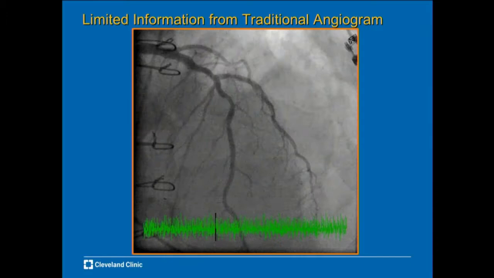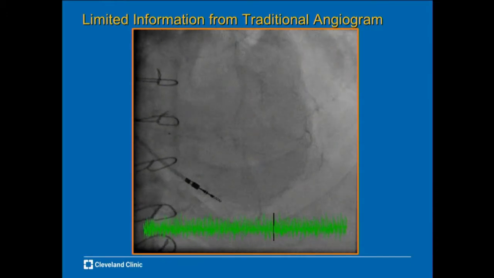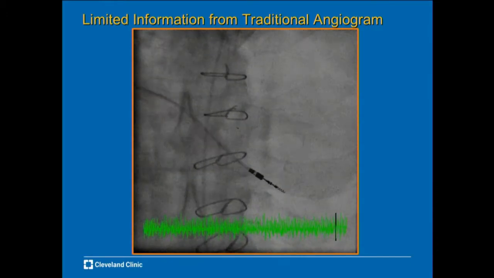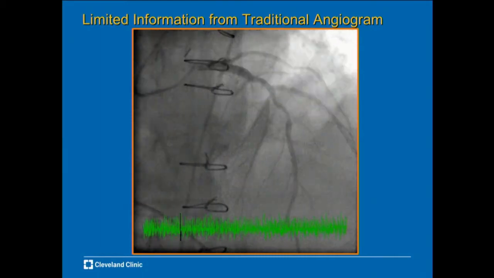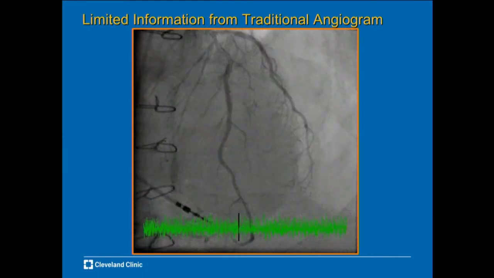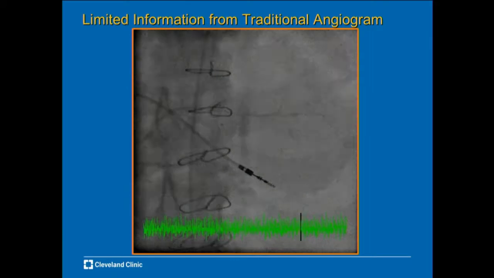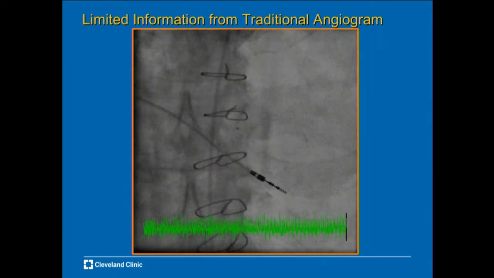So, this is how I was taught to do an angiogram when I was a fellow. And this is not meant to be disparaging of the operator that took this angiogram, but this patient was referred for CTO PCI. This is not how you do this case. You cannot plan this case out using this angiogram.